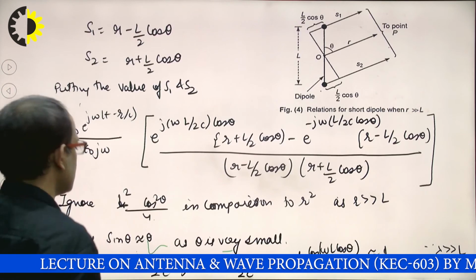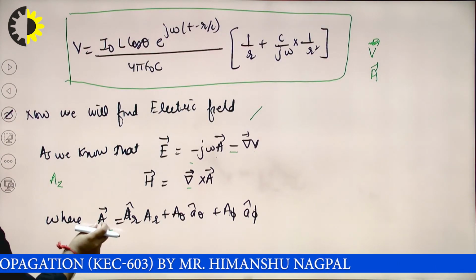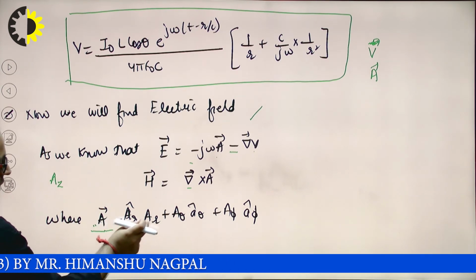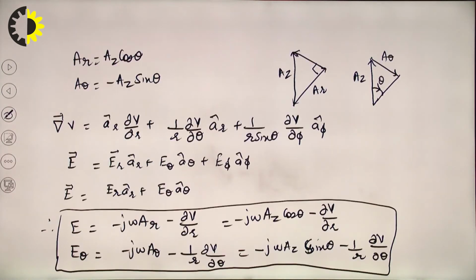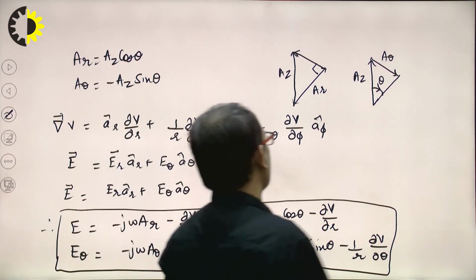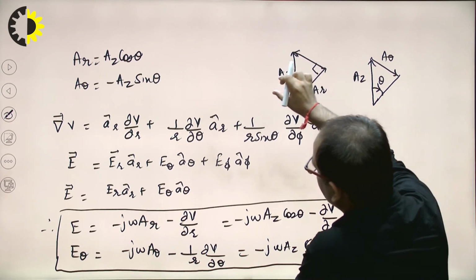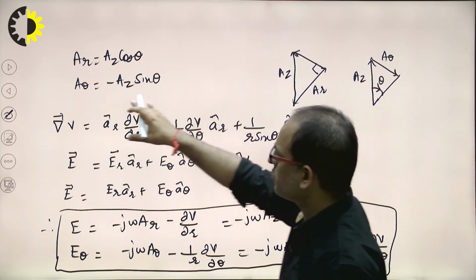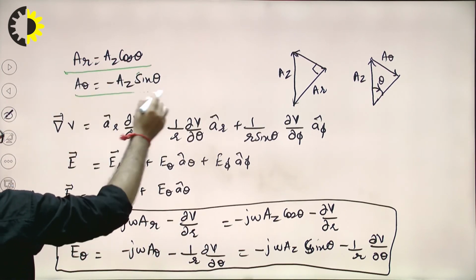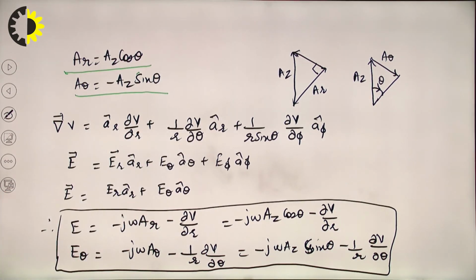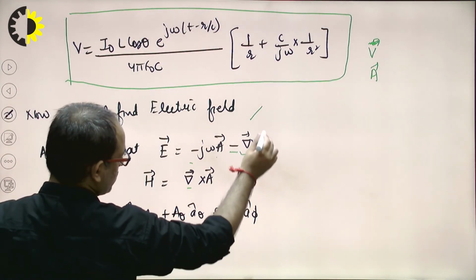We had found out AZ here. Now for the spherical coordinate system, the A vector at point P is equal to AR a cap R plus A theta a cap theta plus A phi a cap phi. Now see, at point P, you will know how AR is related to AZ and A theta is related to AZ: AR will be equal to AZ cos theta and A theta will be minus AZ sin theta.